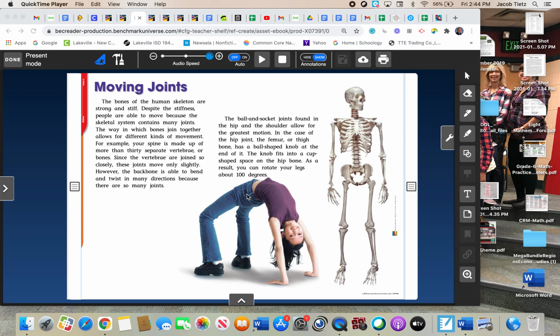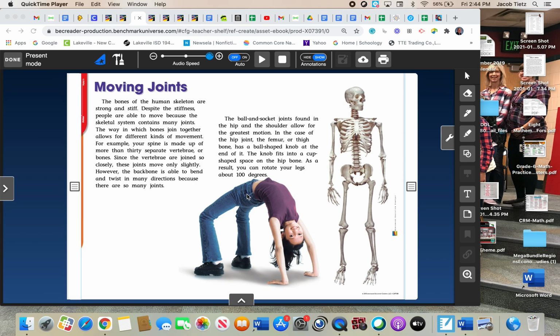They also show a picture of a skeleton because, of course, that is what we have inside all of our bodies. And we can learn what kind of moving joints we have, where they are located on the body, and we'll do that by reading this passage. So I'll read it. You follow along as I read.